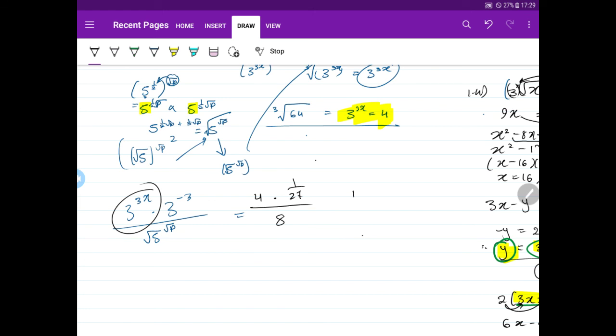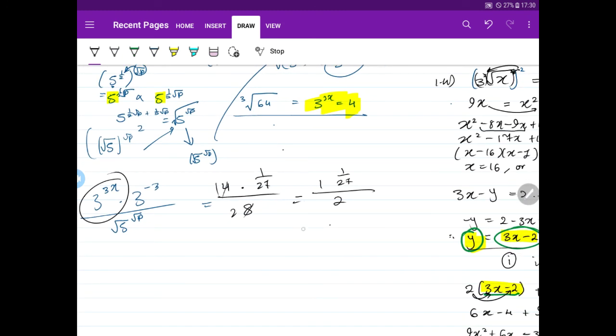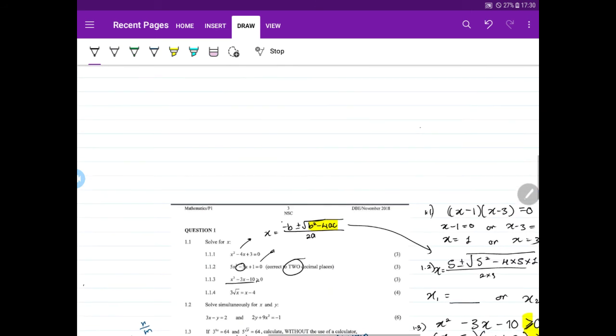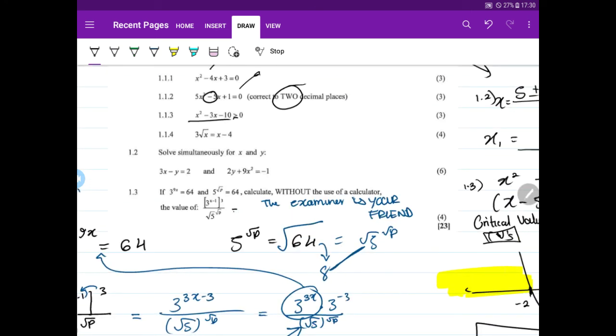And look there, we get 1 over 27 divided by 2. Yeah, they cancelled, we got 2 and 1, right? Which is equal to 1 over 27 divided by 2, which is 1 over 54, and this is your final answer. So the value of this is 1 over 54.